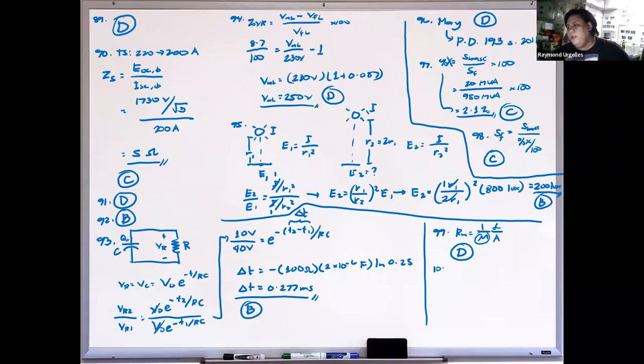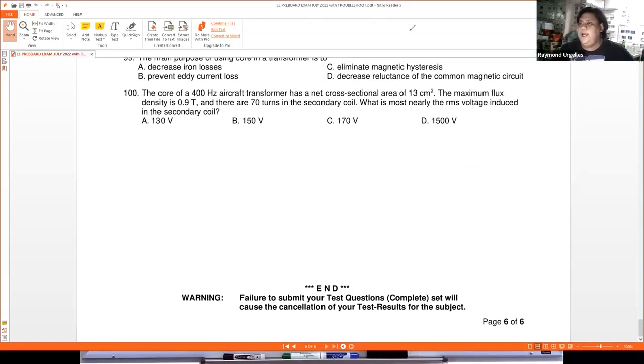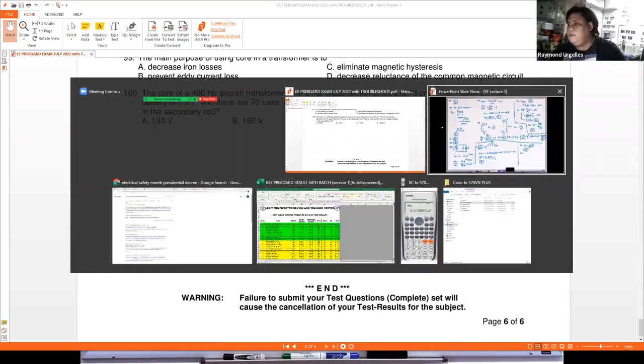Number 100 is just a direct formula. We are looking for the induced voltage. Given are the frequency, the number of turns, the flux density, and the area, so we can calculate the magnetic flux. Remember that our EMF is just 4.44 times frequency times number of turns times the flux.